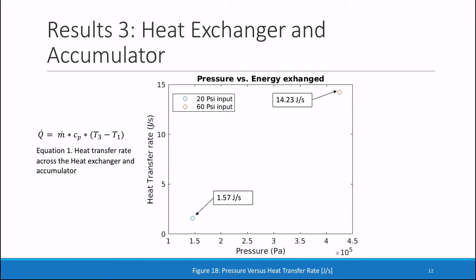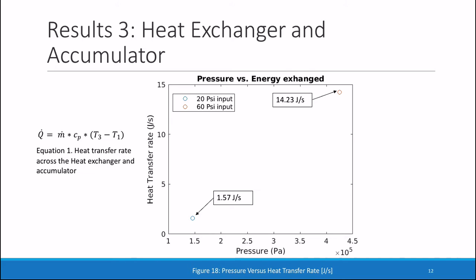This slide shows the relationship between the heat transfer rate and the air pressure as the air travels through the heat exchanger and accumulator. The heat transfer rate is calculated using equation 1, utilizing T1, T3, specific heat of air, and the mass flow rate of air.